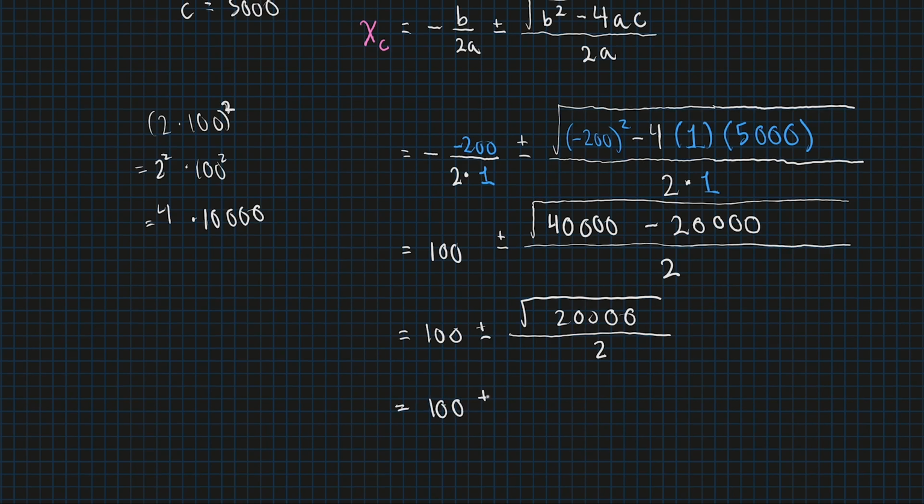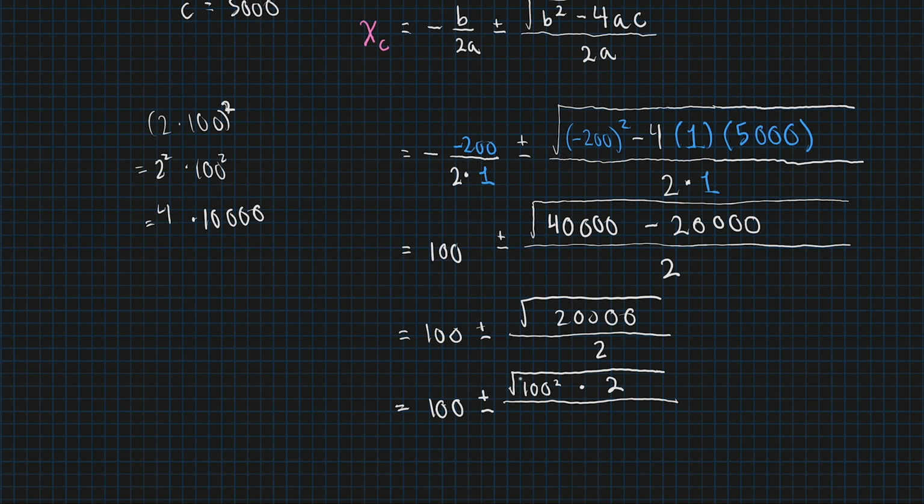So we've got 100 plus or minus the square root of 20,000. Let's think about how we can factor it so we can take something out of the square root. Well, 20,000, sorry about how messy these square roots are getting, but you can think about it as the same thing as 100 squared, right? Because 100 squared is 10,000. What times 10,000 is 20,000? 2, right? 10,000 times 2 is 20,000.